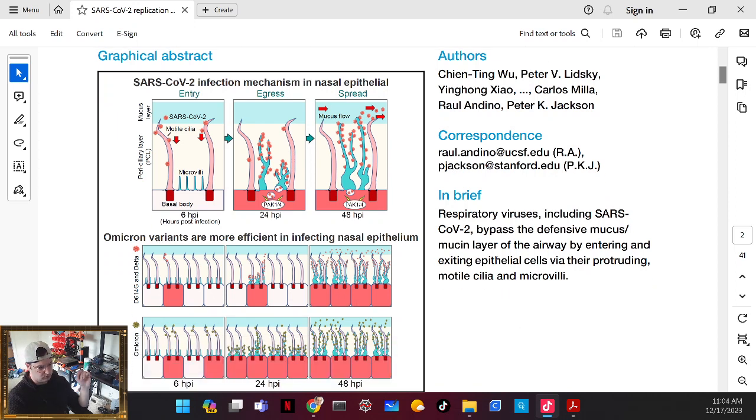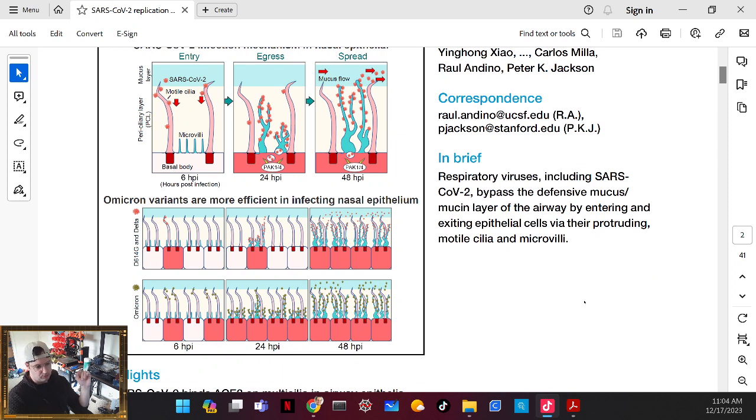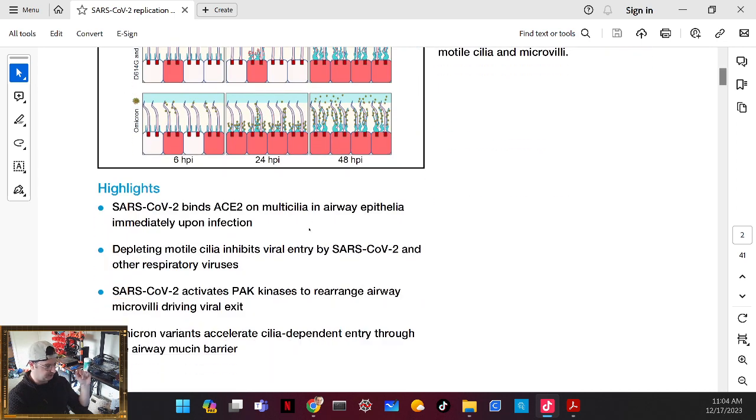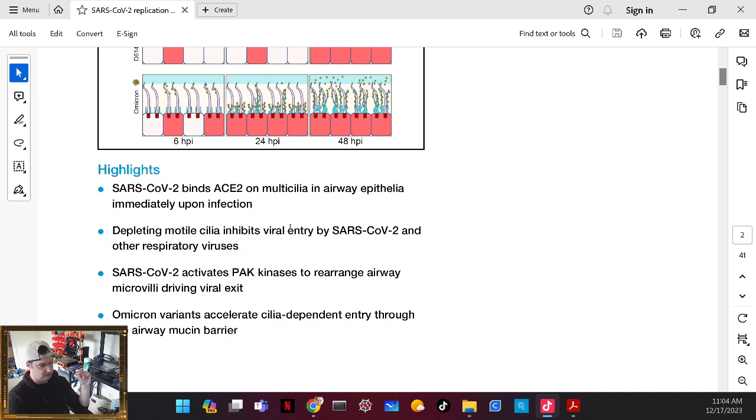So cool, they have a little in brief section, I like that. Respiratory viruses, including COVID, bypass the defensive mucin layer of the airway by entering and exiting epithelial cells via their protruding motile cilia and microvilli, which is what we're interested in. The highlights: COVID binds to ACE2 on motile cilia in airway epithelia immediately upon infection. Depleting motile cilia inhibits viral entry by COVID and other respiratory viruses. And then COVID activates PAK kinases to rearrange airway microvilli during viral exit. That's interesting, I'm interested to read that later.